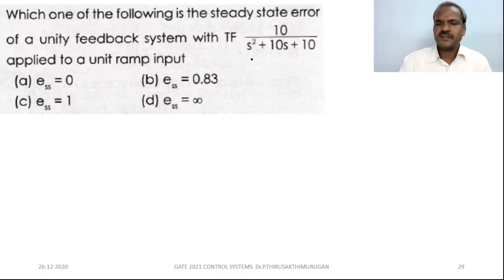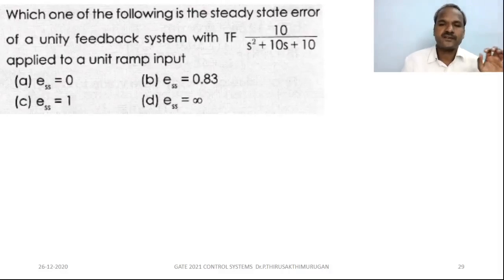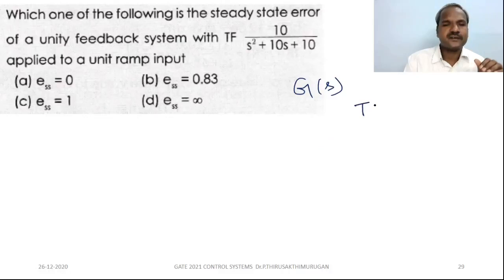Just observe this transfer function. This transfer function is in a closed loop format. It's not in an open loop format, whereas for calculating the steady state error, we use only the open loop transfer function G of S. But this is the closed loop transfer function. So closed loop transfer function T of S equals open loop transfer function G divided by 1 plus G of S.